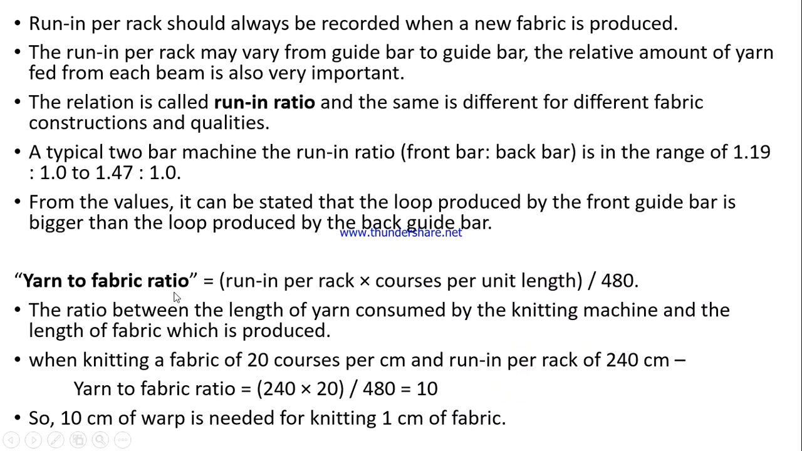Yarn to fabric ratio, another important definition, is equal to run-in per rack multiplied by course per unit length, divided by 480. What does it represent? The ratio between the length of the yarn consumed by the knitting machine and the length of the fabric which is produced.